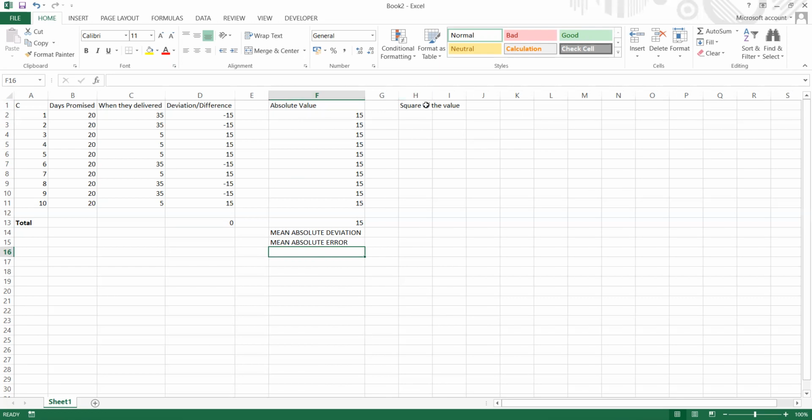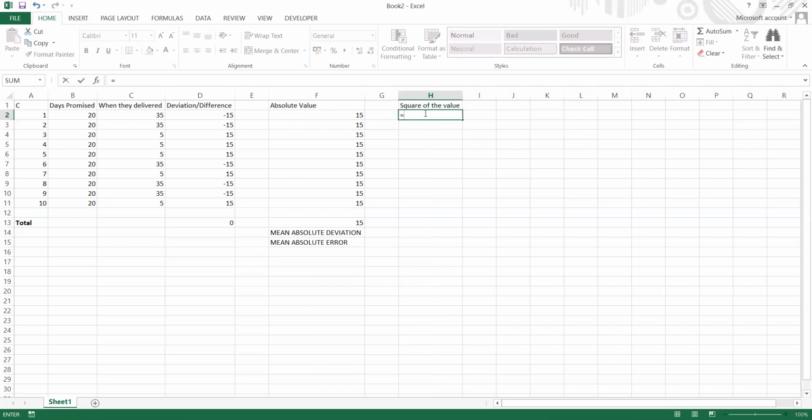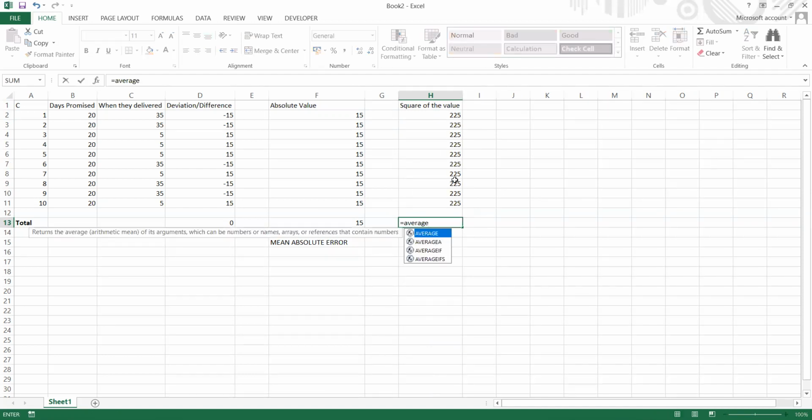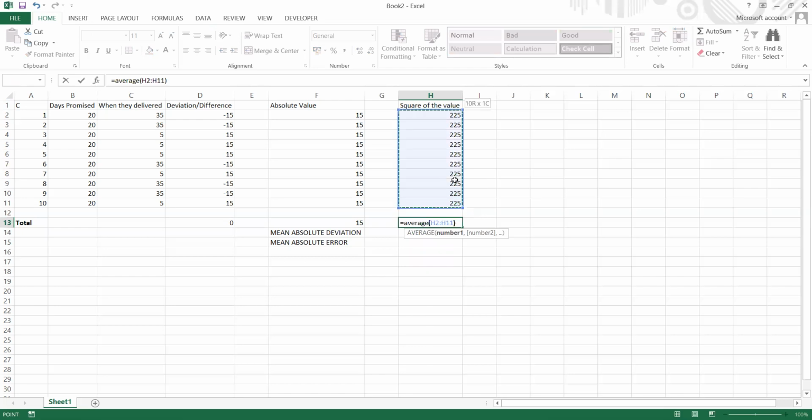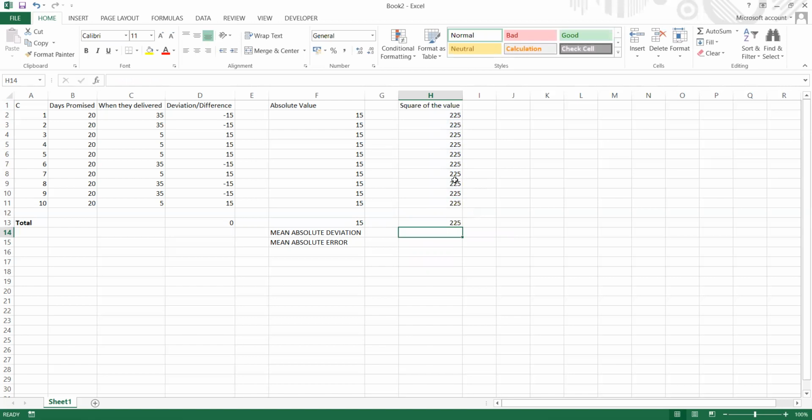The second way is you perform the square. So it becomes 15 minus 15 into minus 15, and then you double click here and you get the values. So this is the square of the value. Now, how do you find the average? You will say average, equal to average. So you get 225.